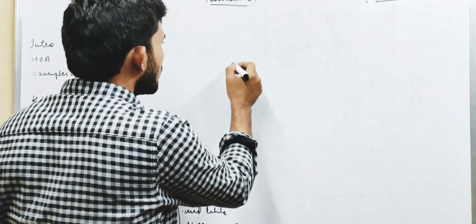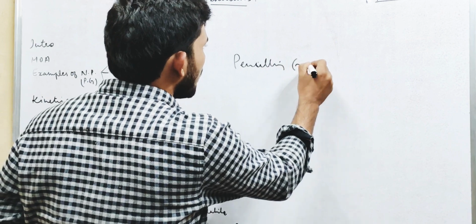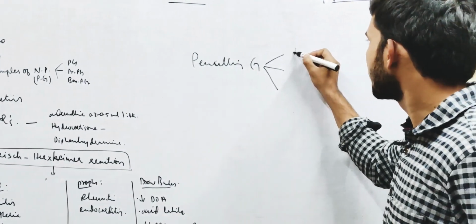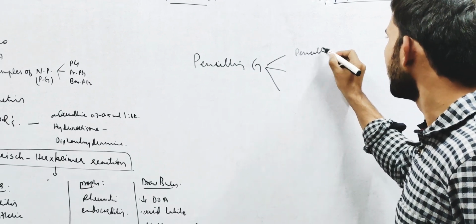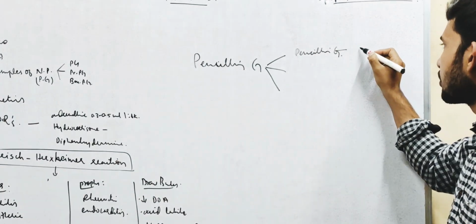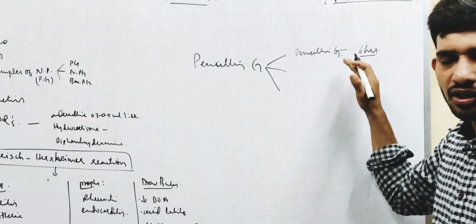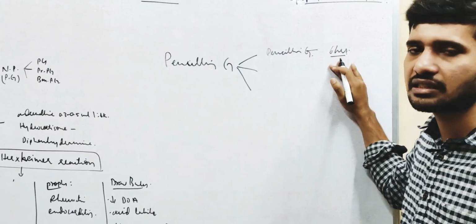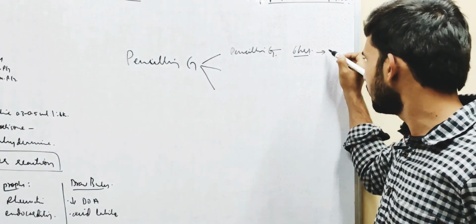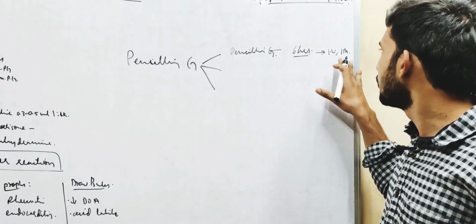So penicillin G is the natural penicillin, and in penicillin G we have three different forms. The first one is penicillin G, and this penicillin G has a duration of action of up to 6 hours. Okay, so the common penicillin G duration of action is 6 hours, and it is given through IV and IM.